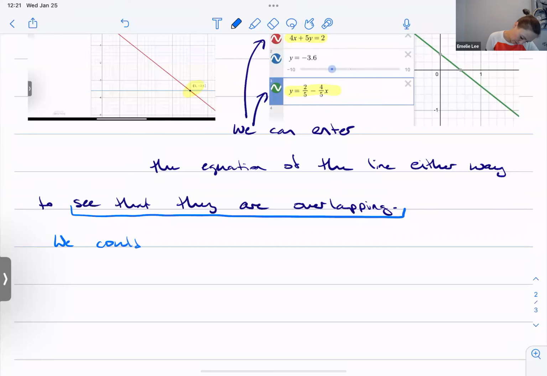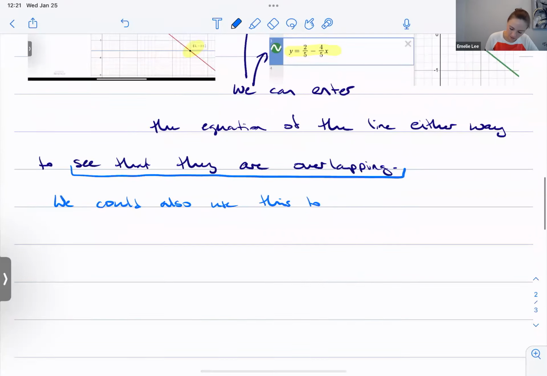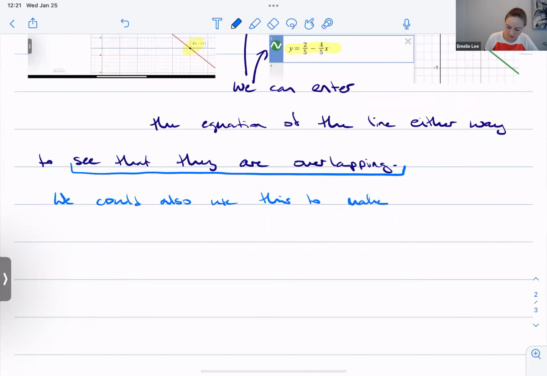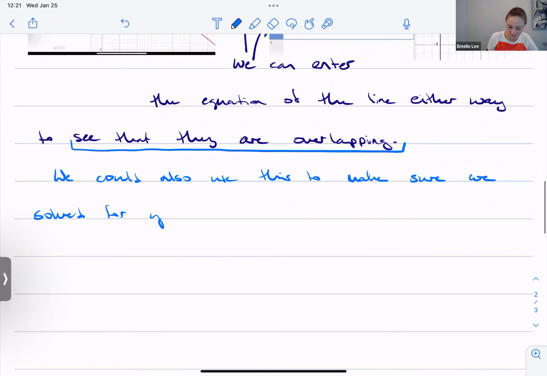We could also use this to make sure we solved for y correctly. I always like to have lots of ways that you could check your work. Okay, so that's kind of the end of the review, although we didn't talk about Desmos last day.